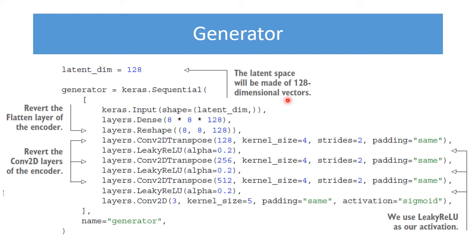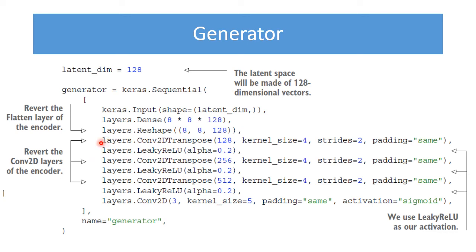And then we create a sequential model. First, we add the Keras input layer. Then we upscale the input noise vector. We want to create first an 8x8x128 feature map, so we add a densely connected layer. Then we reshape the vector into an 8x8x128 feature map.